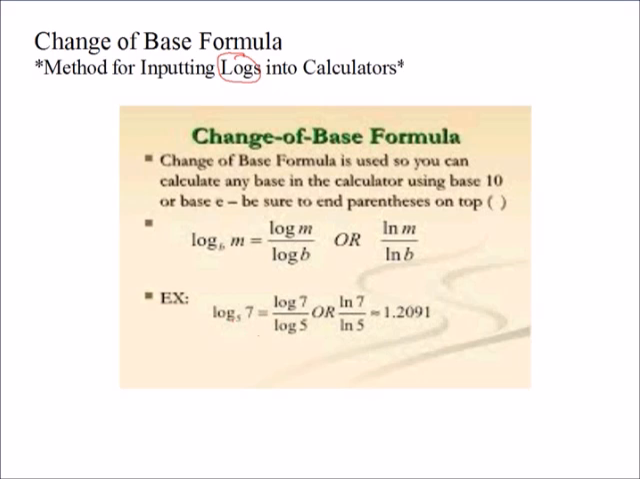So for example, here's my example. In case you can't see that, it says log base 5 of 7. The big number goes on top, the little number goes on the bottom. So this is log 7 divided by log 5. You're going to want to put the top in parentheses and just plug this in the calculator. Log 7 divided by log 5, you're going to get 1.2091. So let's go ahead and do some problems like that.